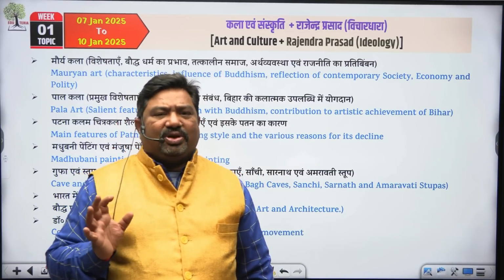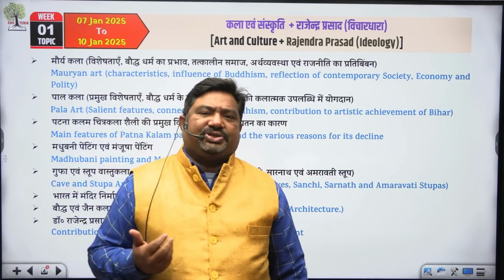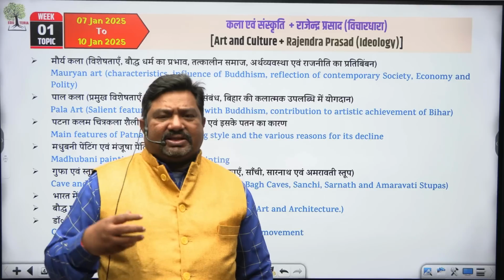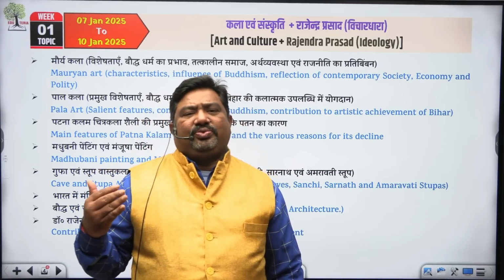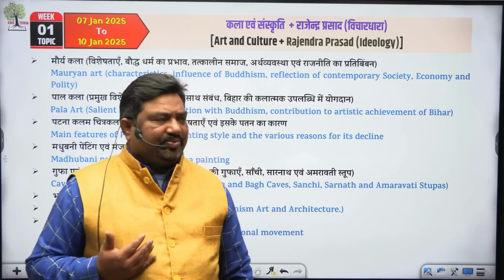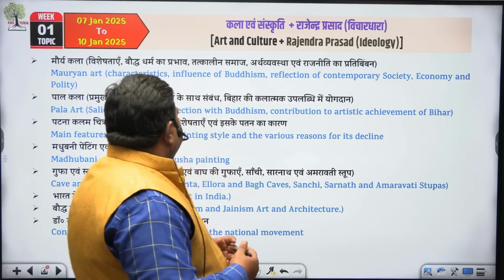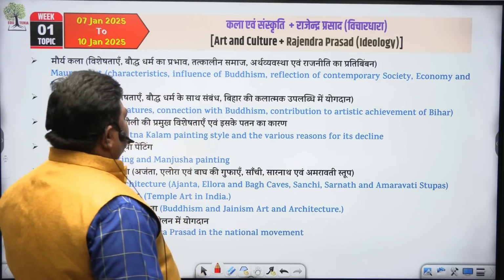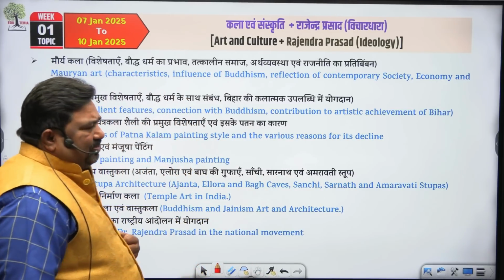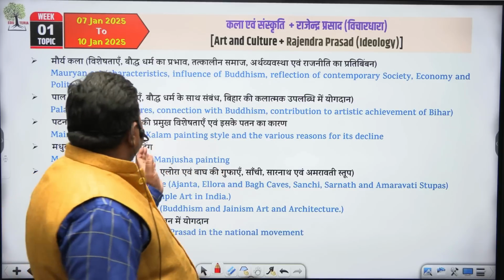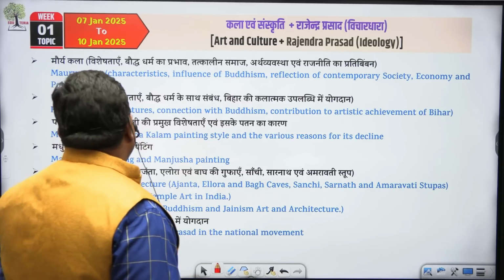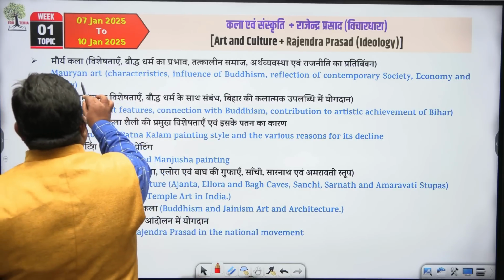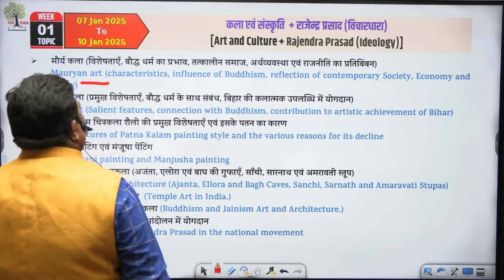The first one is related to art and culture, and the second is exclusively related to the freedom struggle of India. If you look at the art and culture segment, you might have seen that the questions related to Mauryan art are quite significant. Mostly they ask about the features of Mauryan art.